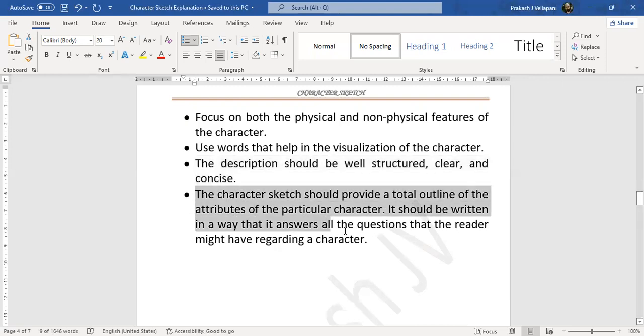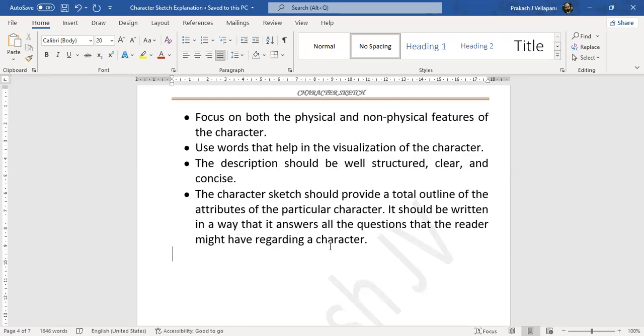Last but not the least, a character sketch should provide a total outline of the attributes of that particular character. It should be written in a way that it answers all the questions that the reader might have regarding a character. That is to say, your character sketch should provide the reader with a complete description and a complete analysis of the character, so that the reader is well aware of what this character is. The reader will be well aware of how the character behaves, how the character reacts, and what it is that the character does.